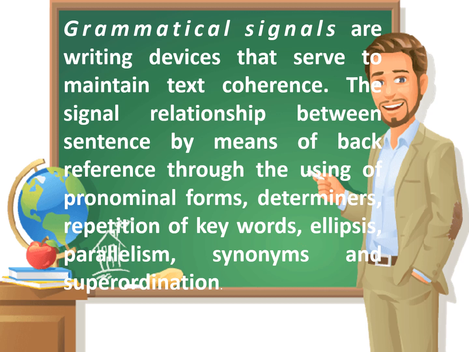Today, we will discuss grammatical signals, a pattern of idea development. What are grammatical signals? Grammatical signals are writing devices that serve to maintain text coherence and signal relationships between sentences by means of back reference through the use of pronominal forms, determiners, repetition of keywords, ellipsis, parallelism, synonyms, and superordination.